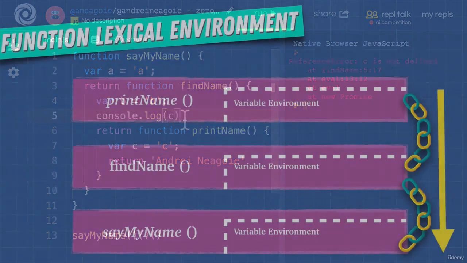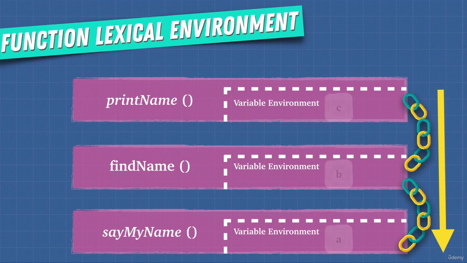Well, if we go to the diagram, C is up over here. And when I do console log in find name, it's going to look in the variable environment, says, nope, no C here, keep looking. And then it's going to go into the say my name's variable environment. It says, hey, is C here? Nope, keep looking. And then it goes into the global environment. It says, hey, is C there? Nope. So it gives us a reference error. I have no idea what you're talking about. You're doing something strange here. I'm going to throw an error.